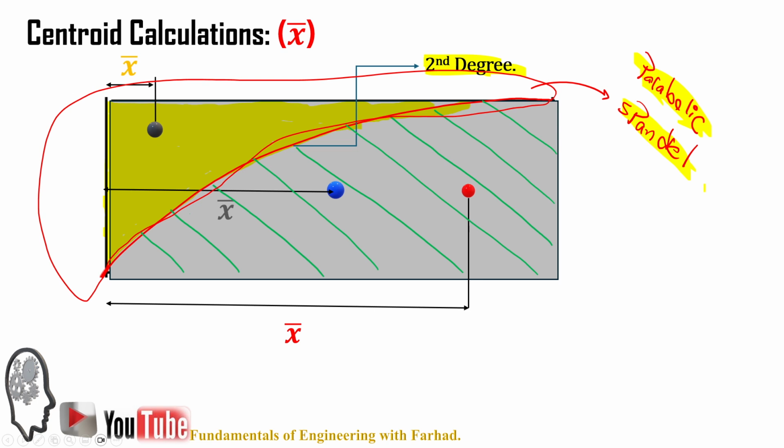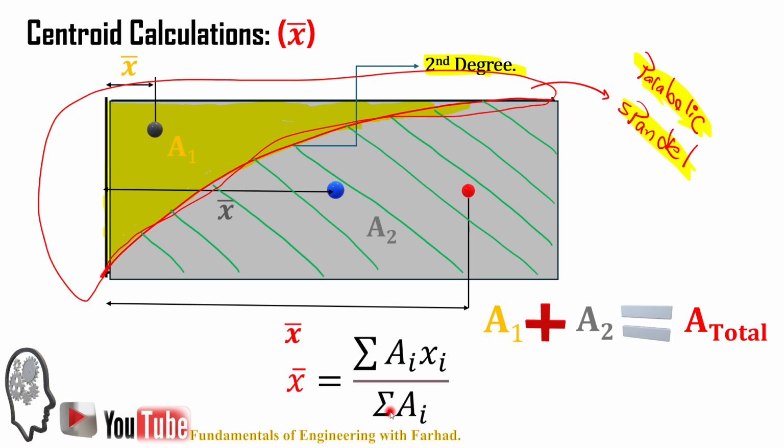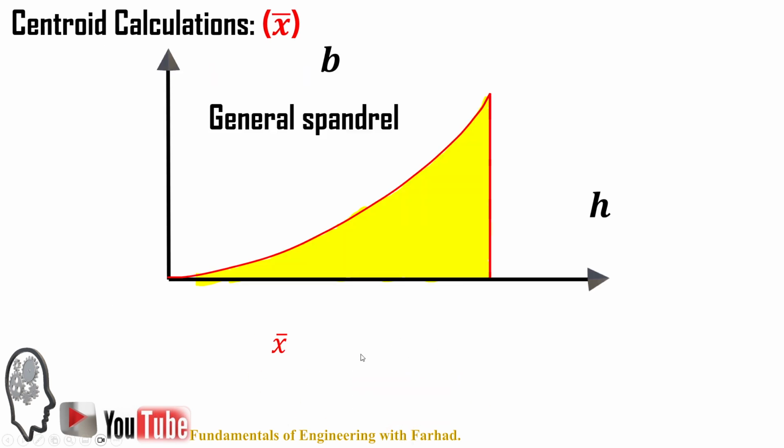In the previous video, I showed how to calculate the general spandrel equation in terms of the area and also centroid. I'll provide you with the link in the comment of this video if you want to review that one. And then if we subtract the top spandrel from the rectangle, we can get the area. So if the spandrel area is a sub 1 and the desired shape is a sub 2, the total is the rectangle, and also x bar is summation of ai xi over summation of areas.